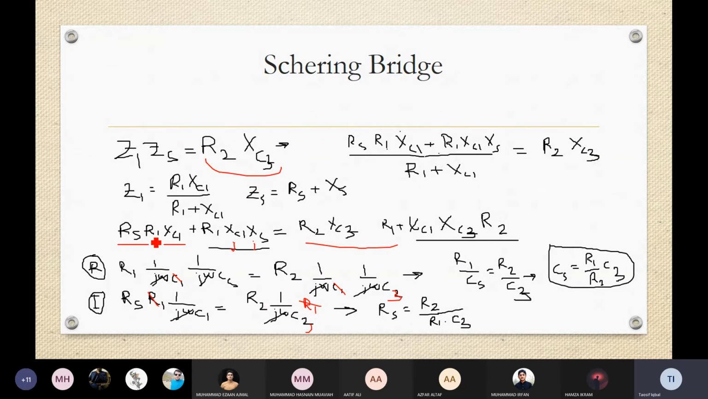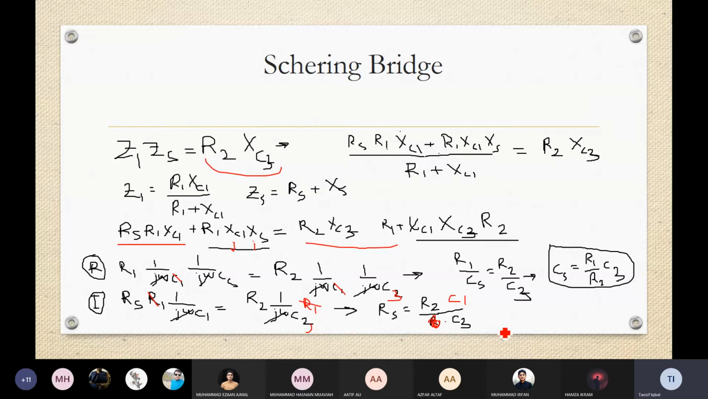We have R1 XC1. So we will be left with R1 omega C1. Yeah, I think there is a little bit of confusion here, so we have to change that. This is not R1, it is R2 C1, and R1 is cancelled out. So we have only C3 in the denominator.